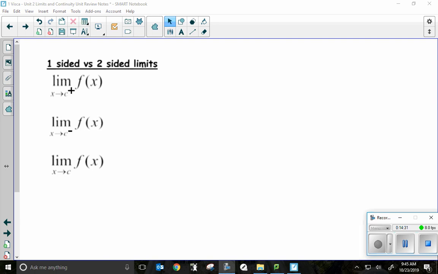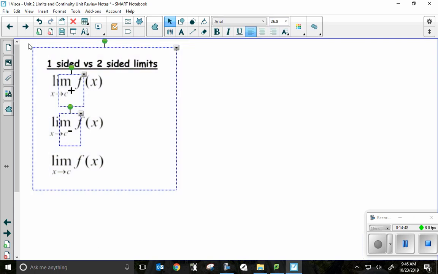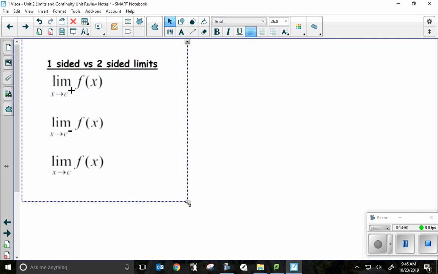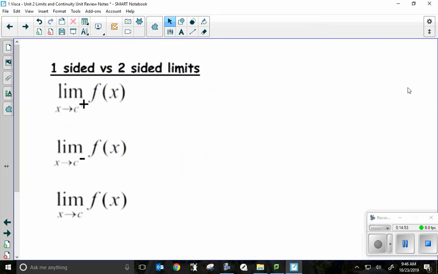Okay, so now that we've practiced some limits, let's take a look at one-sided limits versus two-sided limits. All right, the first thing I have listed here, why don't I group these together? So then I can increase this in size so it's better to see.